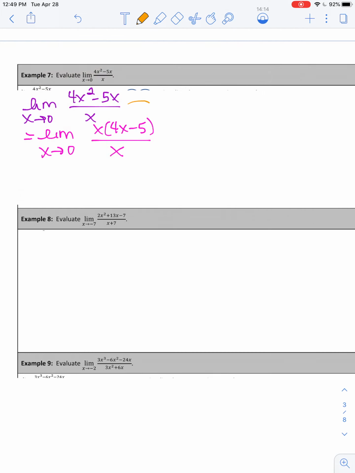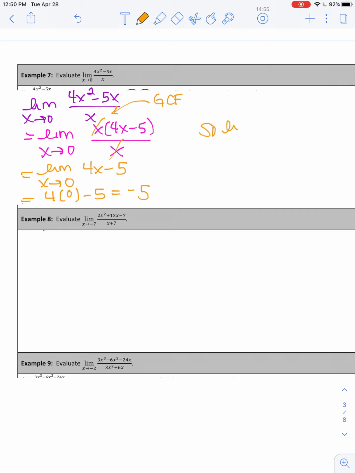And in recognizing that greatest common factor of x between those two terms in the numerator, we can simplify and reduce that problematic x from the denominator. So this tells us that this is equivalent to the limit as x approaches 0 of 4x minus 5. And from here, we can see with not too much work that direct substitution will now work, and we'll get that the limit as x approaches 0 of 4x minus 5 is just negative 5.